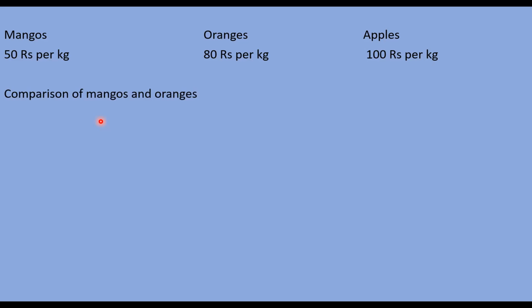Comparison of mangoes and oranges. If you compare two things, meaning only mangoes and oranges, then you can say this point in this way: oranges are more expensive of these two fruits. Oranges are more expensive of these two fruits. If we compare mangoes and oranges and say that of the two, oranges are more expensive, then we need to use comparative degree. More we have used here because expensive, you can see, has more than one syllable.